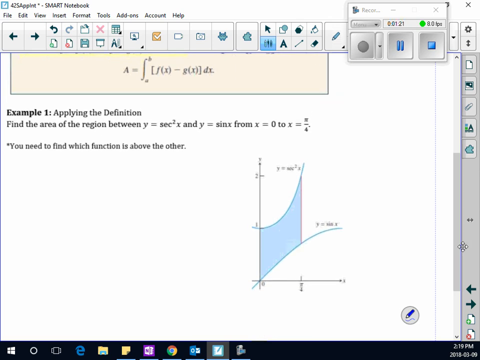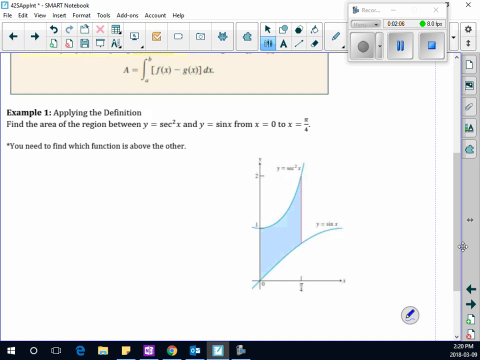So here's a diagram of the following. Find the area between y equals secant squared x and y equals sine x from 0 to pi over 4. If you didn't know that secant squared x was higher than sine x, then you would have to figure that out first. But I think most people have a picture in their head of what secant squared looks like. It's the reciprocal of cos, so it gets flipped. You have the asymptotes, then it's flipped down here, and then we have the sine. You won't get provided with the graph to know which one's higher.